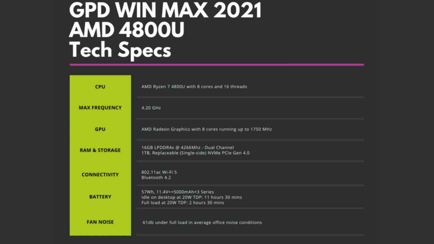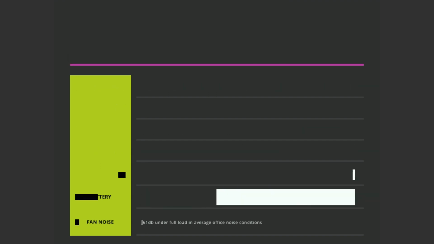Battery life at 20 watts TDP sitting idle on the desktop is around 11 hours and 30 minutes, and under full load it's around 2 hours and 30 minutes. Fan noise levels are 61 decibels under full load. This is tested in average office noise conditions, and the noise meter is around 2 inches from the fan exhaust.